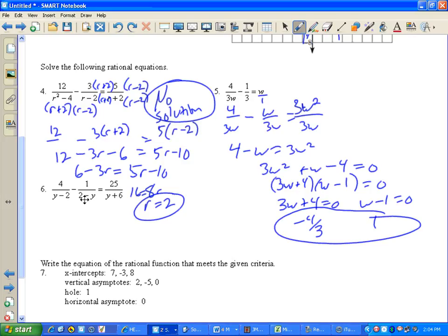Here, I need a common denominator. I notice that this looks close to this, but it's not quite the same. But if I factor out a negative, it'll look just like this one, because this will become a negative 2 and this will become a positive y. So I'll have y minus 2. I can combine this negative with this one to just turn this into a plus sign. So now my common denominator would be y minus 2 and y plus 6.